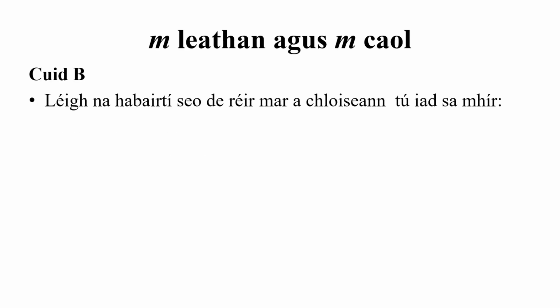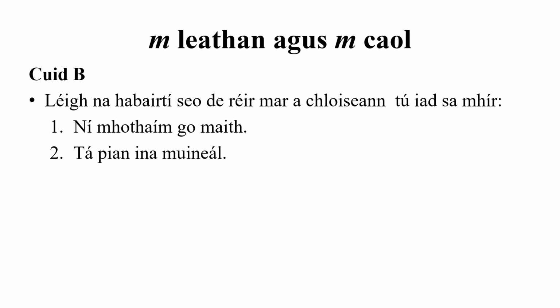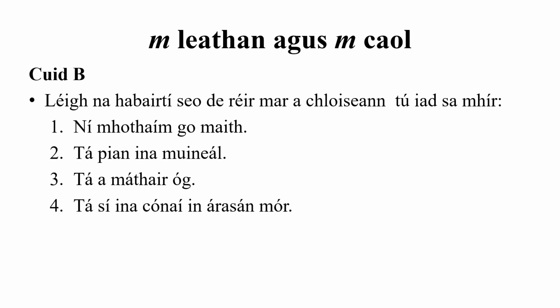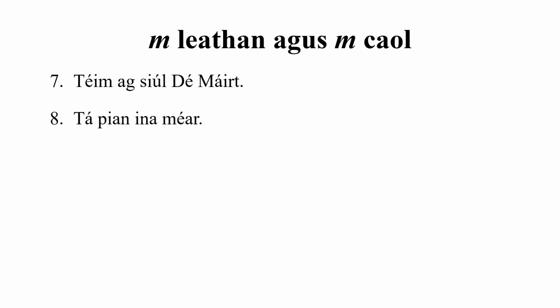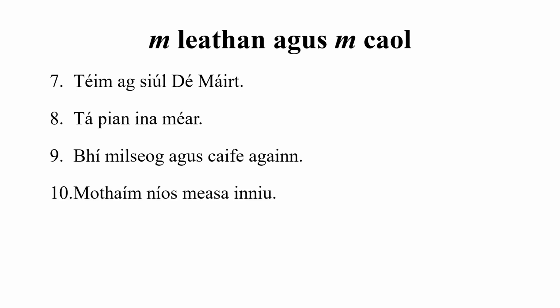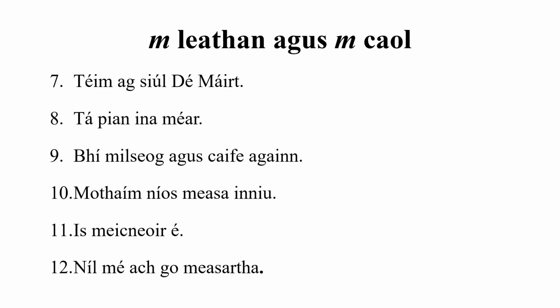So read the following sentences as you hear them in the sound clip. Ní bhfuaimim go maith, tá pian i mo mhuinál, tá a máthair óg, tá sí ina cónaí in árasán mór, oibríonn sé i monarcha, is múinteoir maith é, téim ag siúl de mhárt, tá pian i mo mhéir, bhí milseog agus caife againn, mothaím níos measa inniu, is mecanic é, níl mé ach measartha.